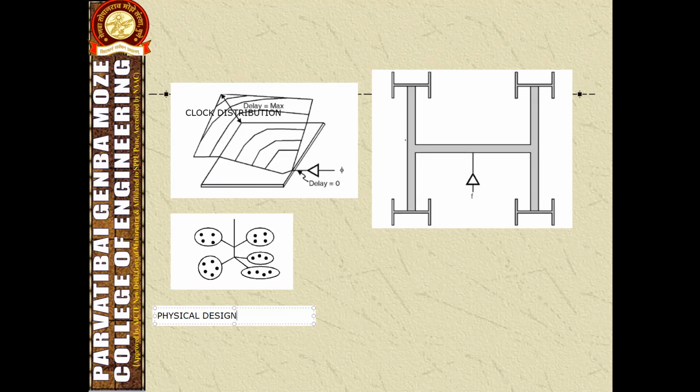So in this technique, the layout of the semiconductor integrated circuit is designed in such a way that the clock delay is minimum. So next one is circuit design technique. In a circuit design technique, the circuits driving the clock distribution are designed in such a way that the clock delay is minimum.